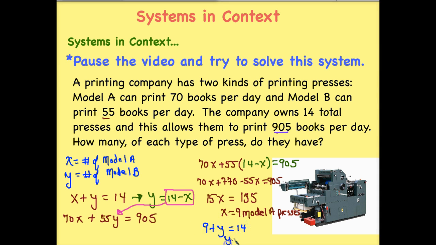If we subtract 9 from both sides, we get 5. And what is the 5? The 5 is your Model B's, so Model B presses. And that is the solution to this problem.